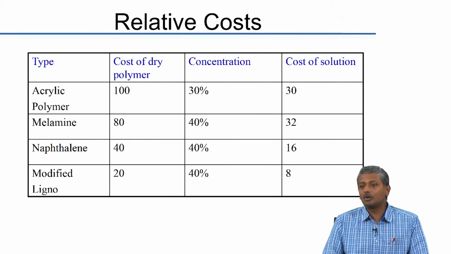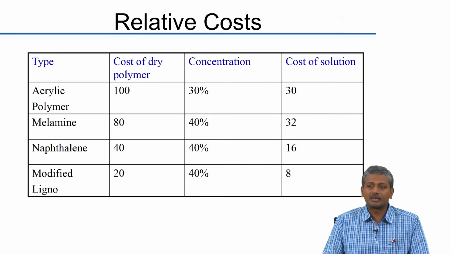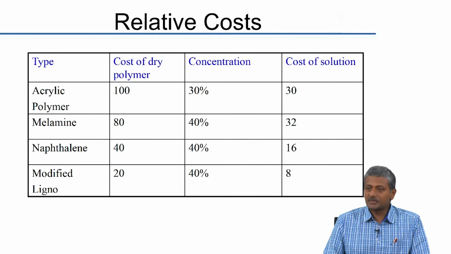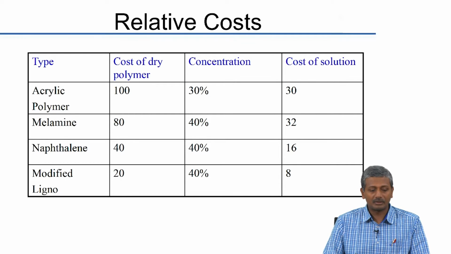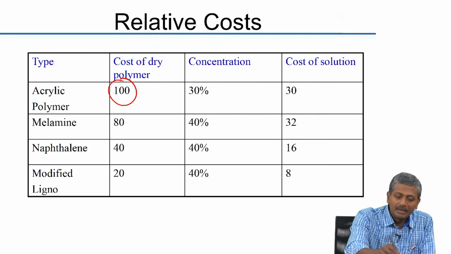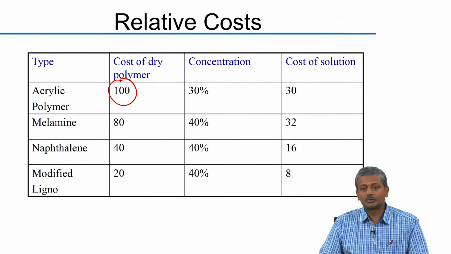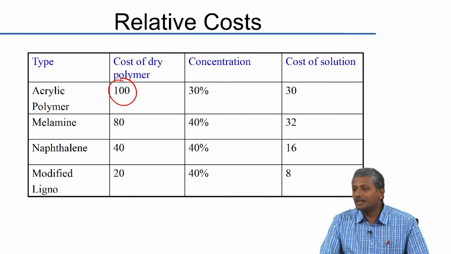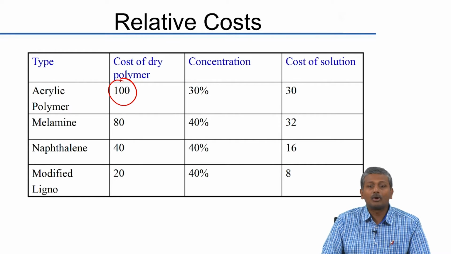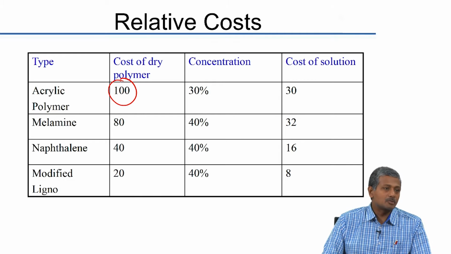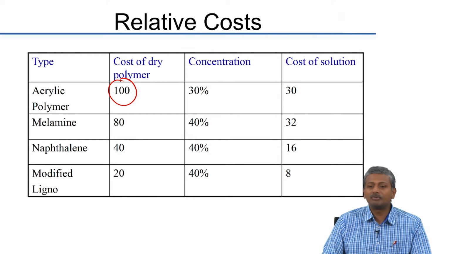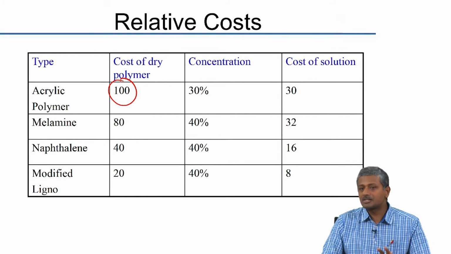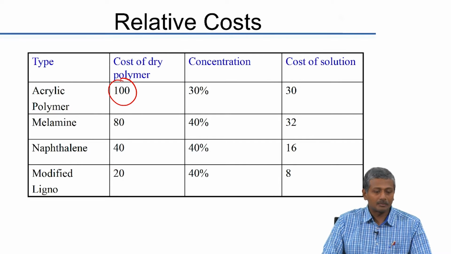Nevertheless, if you look at the costs of the superplasticizing molecules that are available in the market today, what is presented here is the relative cost between acrylic polymer, melamine, naphthalene formaldehyde and modified lignosulfonate. So, the cost of the dry polymer is expressed in arbitrary units here. There is no specific need to think about a perfect unit, but nevertheless the cost in Indian rupees for an acrylic polymer or polycarboxylic ether based superplasticizer works out to about 120 to 150 rupees per kilogram. Okay. That is typically the cost of a PCE based chemical.